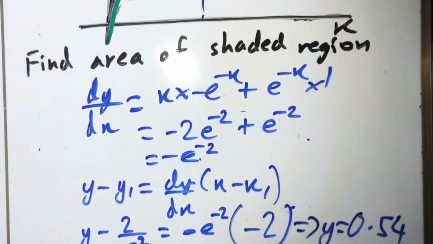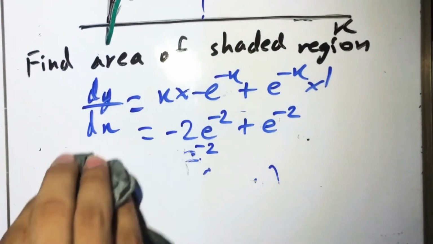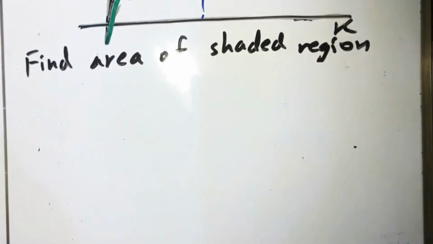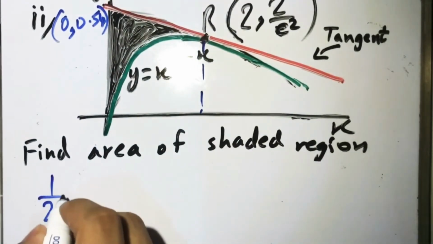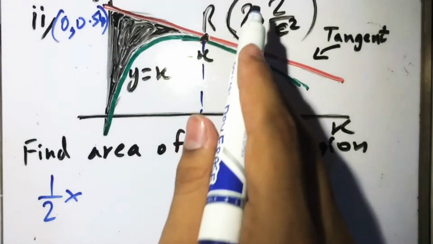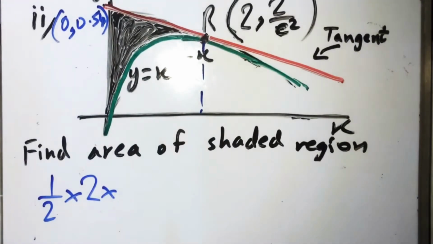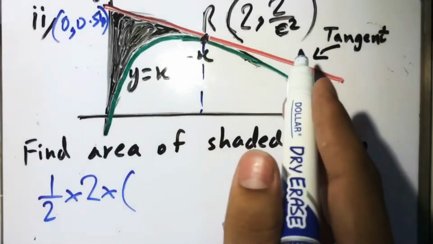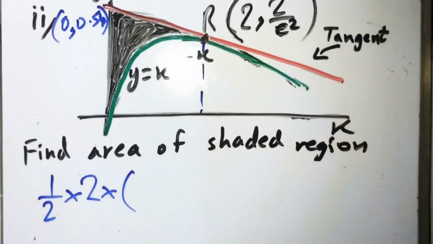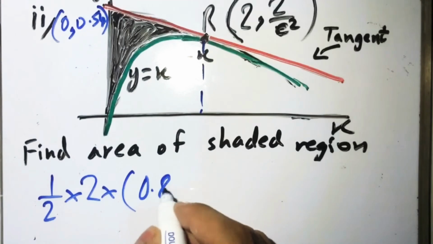Now we'll have to find the area of the trapezium and subtract the area under the curve. For trapezium, we have the formula half into height. This is the height, that is 2, into sum of parallel sides. So sum will be 0.54 plus 2 upon e square, which is equal to 0.812.